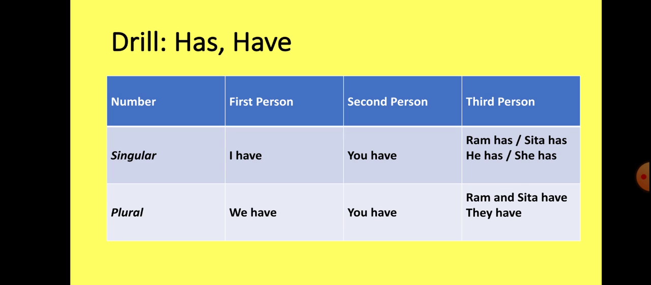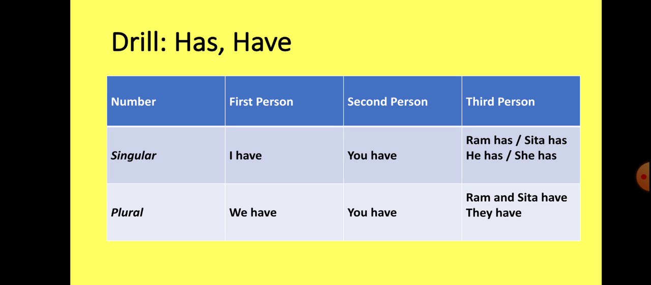Okay, let's start this drill for has and have. As I told you, these two verbs are used for present tense. When we talk in the singular, we use for first person I have, for second person you have, and for third person singular we use has. I will give you an example of a sentence for these three persons in singular. I have a pen, you have a pen, Ram has a pen. Sita has a pen, he has a pen, she has a pen. It is all singular, but the persons are different. First person is when I am speaking, second person is when I am talking about you, and third person is when we are talking about someone not you or me.